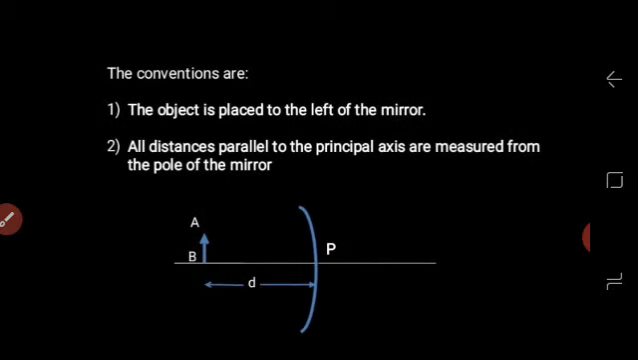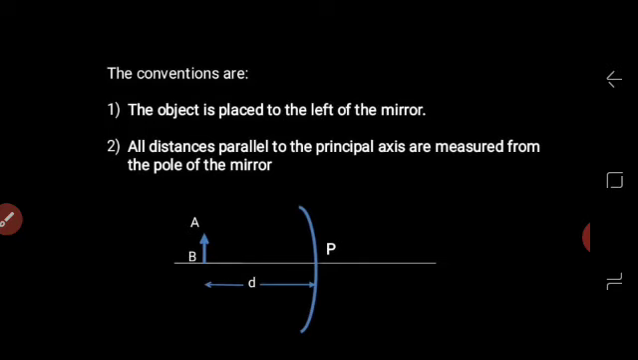First point, the object is placed to the left of the mirror. Look at the diagram given below. We have taken a concave mirror and placed the object on the left hand side. It is not mandatory to keep the object here. We can reverse the mirror and keep the object on the other side as well.